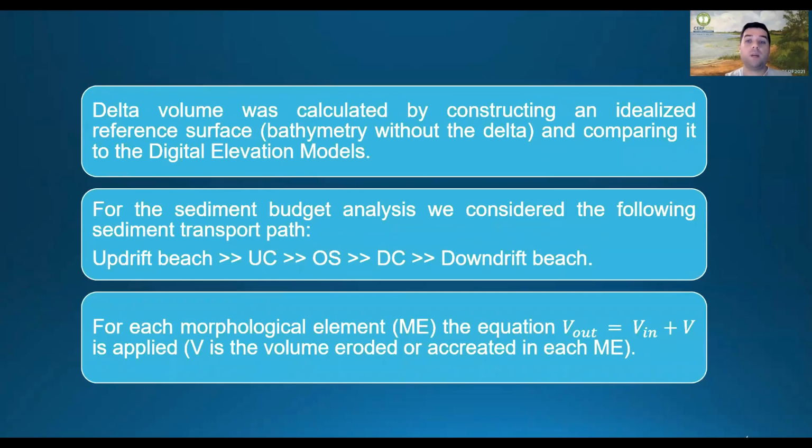Delta volume is calculated by constructing an idealized reference surface where the bathymetry doesn't have the delta, and comparing it to the digital elevation models. For the sediment budget analysis, we consider the following sediment transport path, starting north at the updrift beach, moving on to the updrift complex, the outer shoal, the downdrift complex, and the downdrift beach. For each morphological element, this equation is applied, where V is the volume eroded or accreted in each morphological element.